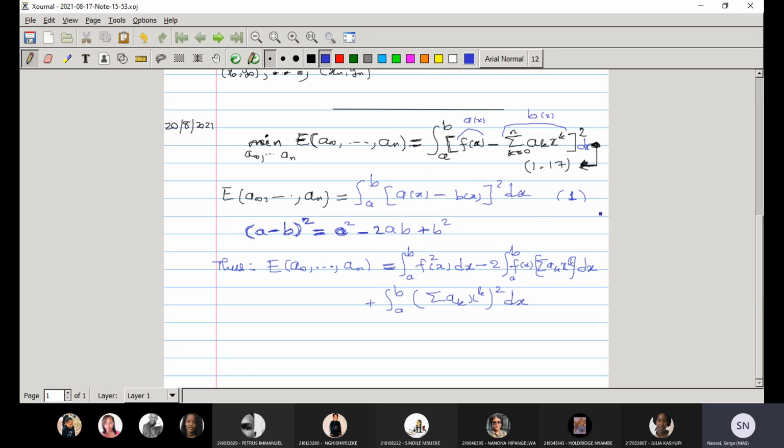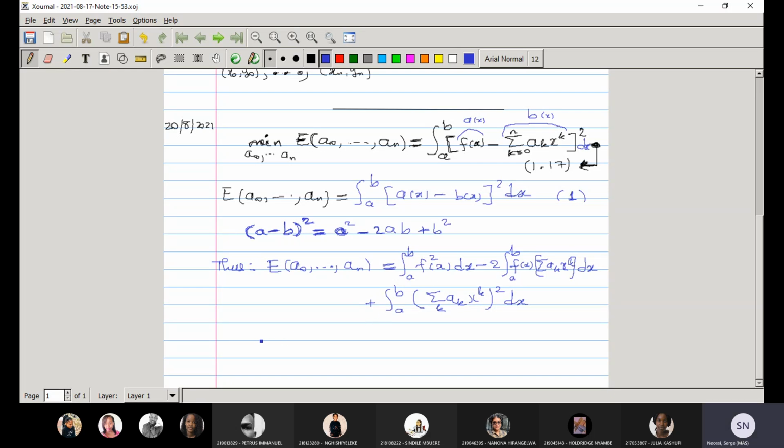If you want, everything that does not depend on x, I can take out of the integral sign. But here I cannot do that at this stage because of the square, except if I expand this also. Then I could take the summation out, because the sum does not depend on x, so I can take it out if I expand this expression.